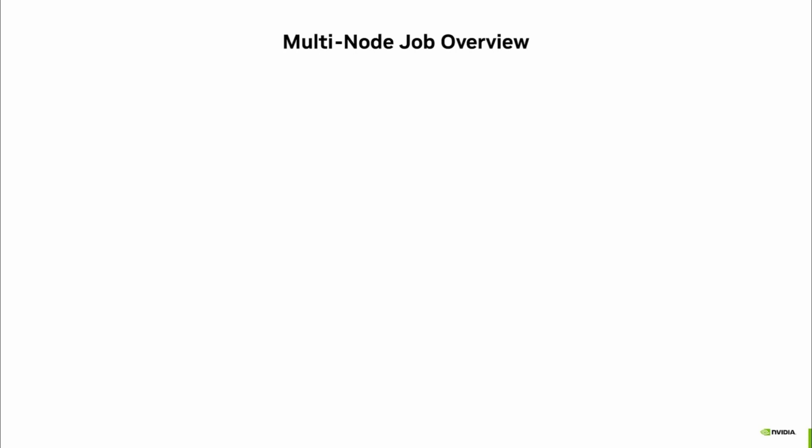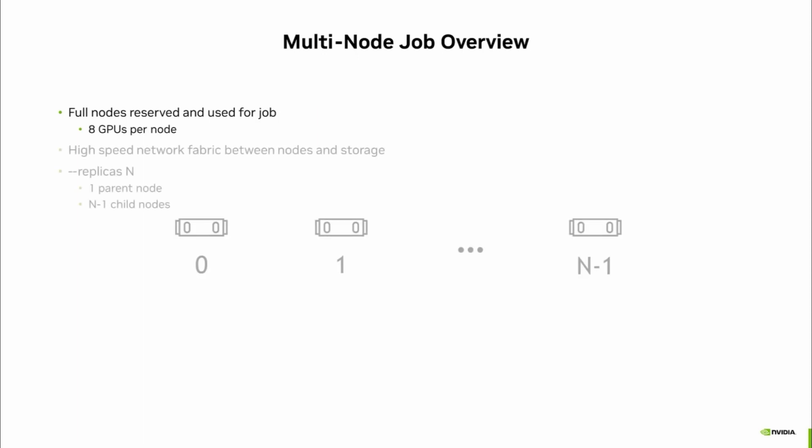One of the advantages of NVIDIA DGX Cloud is to be able to run jobs across multiple nodes that each has 8 GPUs. When running a multi-node job, NVIDIA Base Command Platform reserves all nodes as specified by the replicas option. The nodes are networked together and to storage through high-speed fabrics.